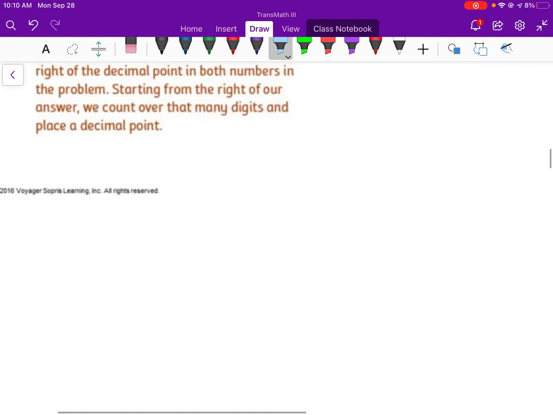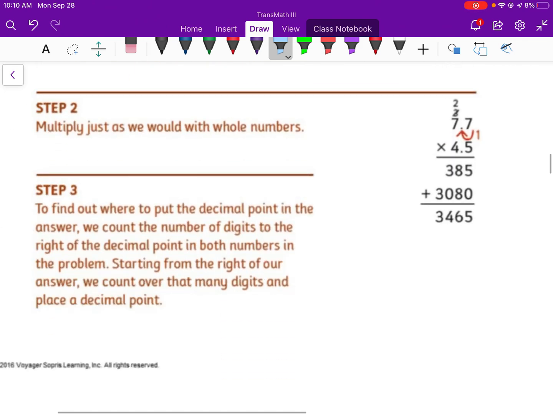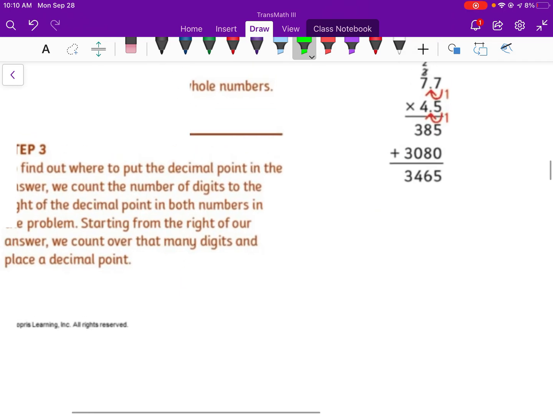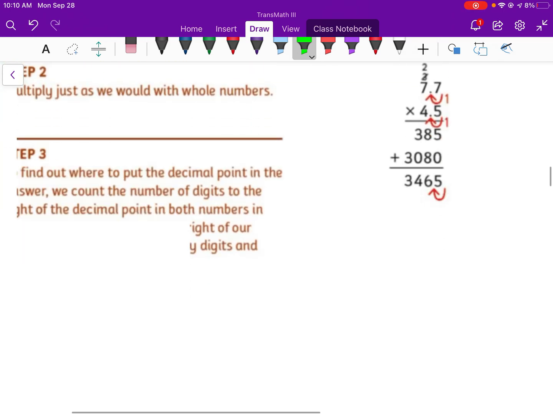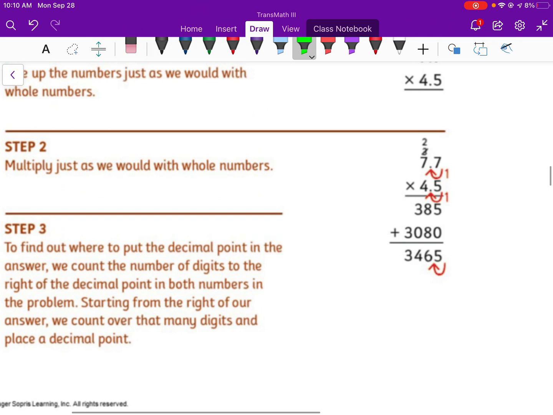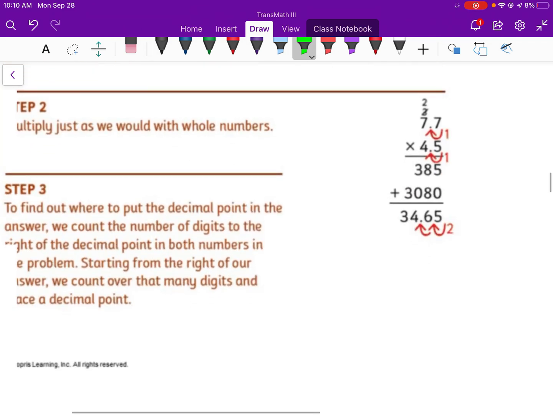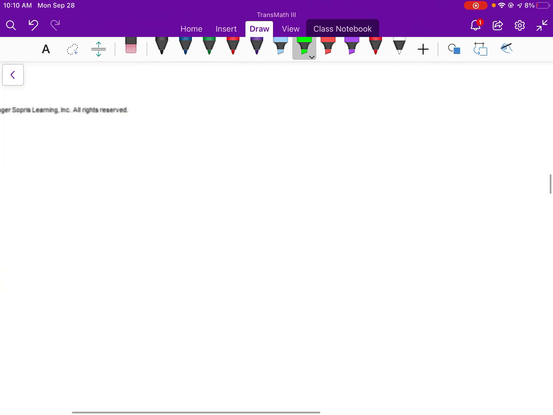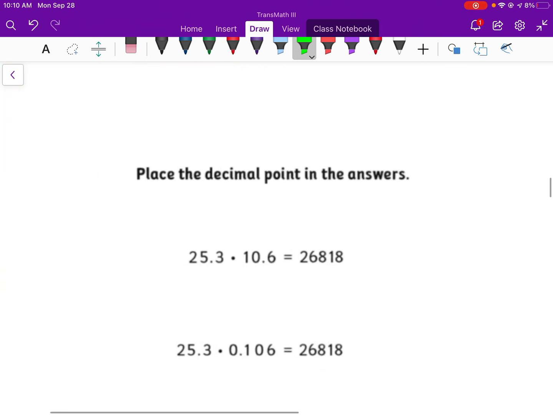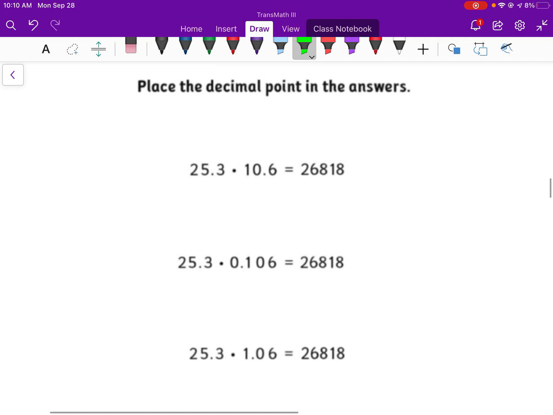Now we haven't dealt with our decimals quite yet. The way we're going to deal with that is we're going to count how many decimal places we had in the original. Here we got 1, here we got 1, so a total of 2 decimal places. In our answer now, we're going to move over those 2 decimal places, and that is where our decimal will go. So 34.65 in this case.